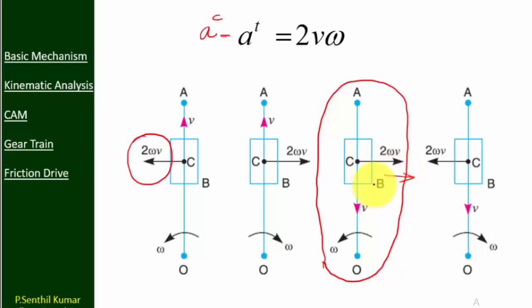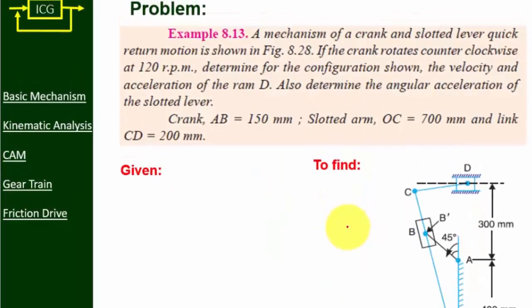So this is common sense. For example, when the slider moves downward and the slotted bar rotates anti-clockwise, then the Coriolis component is always away, or towards the right hand side. So we can easily identify this through common sense. So let us directly go to one simple problem.